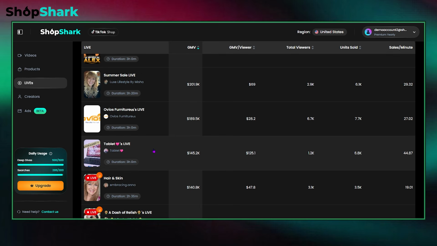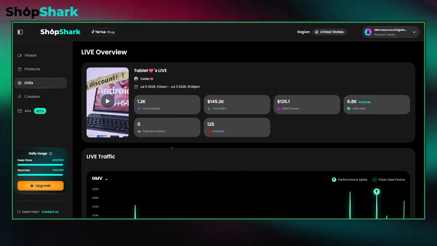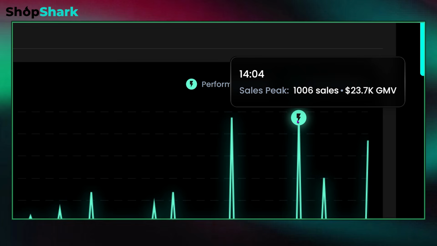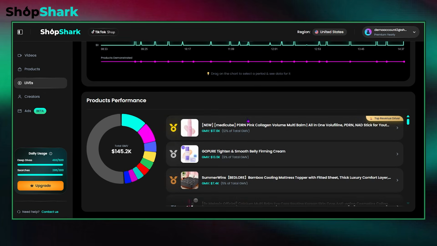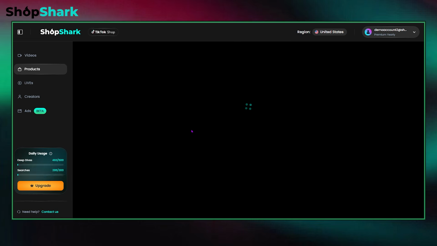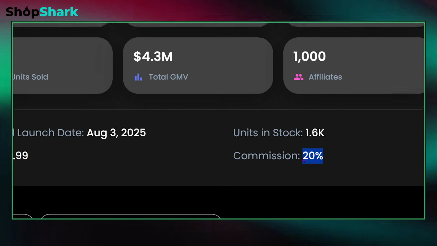From there, you can open any of those products and dive deeper into the details. You can review the commission rate, pricing, product information, and other useful metrics to understand why it performed well and whether it's worth promoting yourself. This is useful because it helps answer a better question than, did this product sell? Instead, you're learning which products sold the most, when they sold, why they performed well, and whether they fit your own content and affiliate strategy.